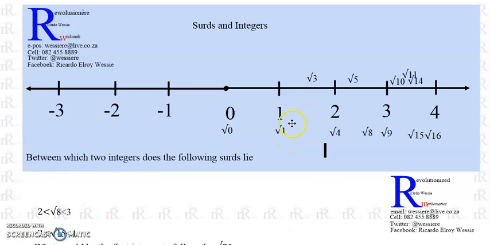I'm sure you got your answers, that the square root of 3 lies between 1 and 2. The square root of 5 lies between 2 and 3. The square root of 10 lies between 3 and 4. The square root of 11 lies between 3 and 4. The square root of 14 lies between 3 and 4.